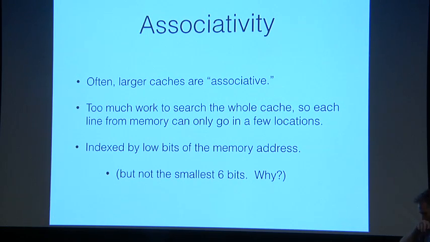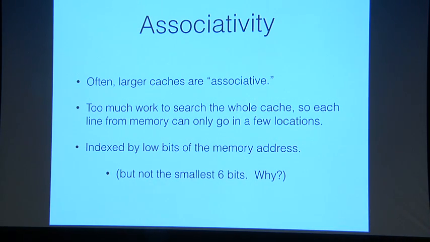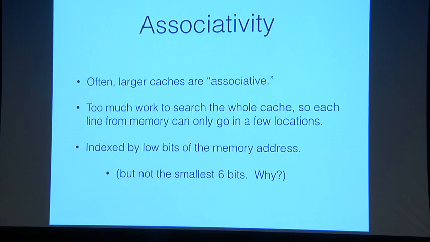Basically, every piece of memory can only go to a certain number of locations in the cache. On this thing, I think it's eight sets of 8 locations. So one piece of memory could be in one of only 8 locations based on its address, based on the low bits of the memory address, but not the smallest 6 bits of the memory address. Why? Lines. 6 bits is 64 bytes. So it doesn't use those because those are always going to be the same. So which set it goes into is based on the low order bits, and it's still organized by lines.